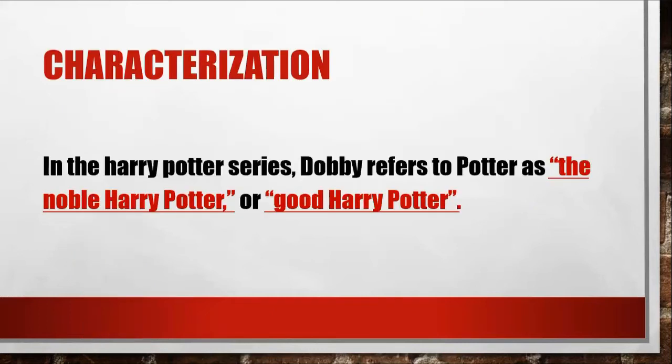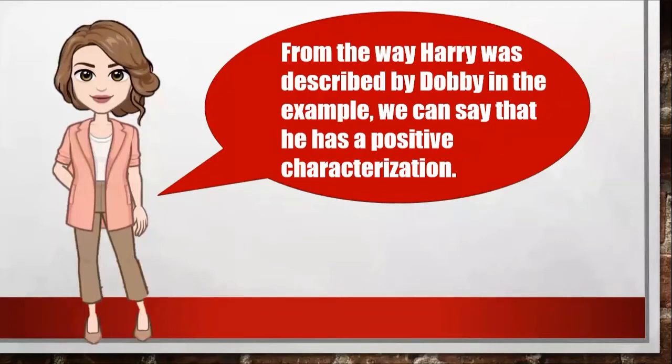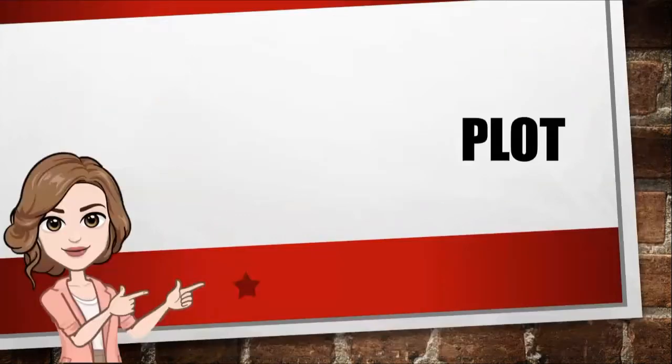In the Harry Potter stories, Dobby refers to Potter as the noble Harry Potter or good Harry Potter. When we say characterization, it is a description of the most typical or important qualities of the characters. From the example I have given you a while ago, from the way Harry was described by Dobby in the example, we can say that he has a positive characterization.